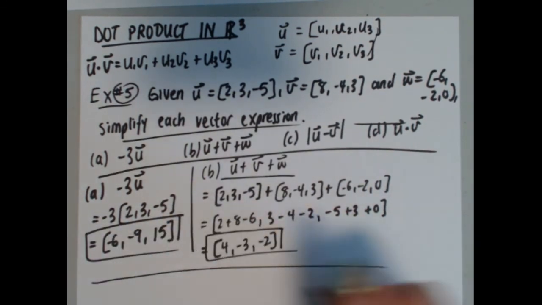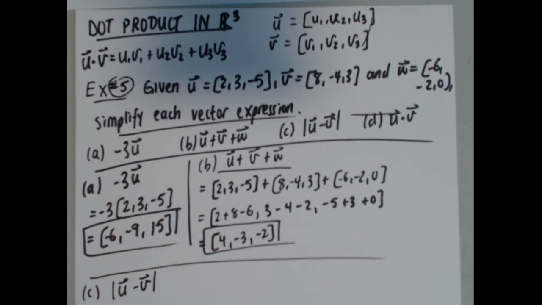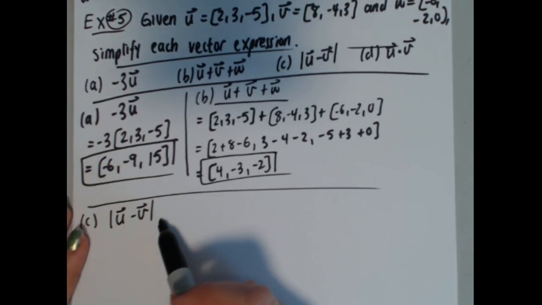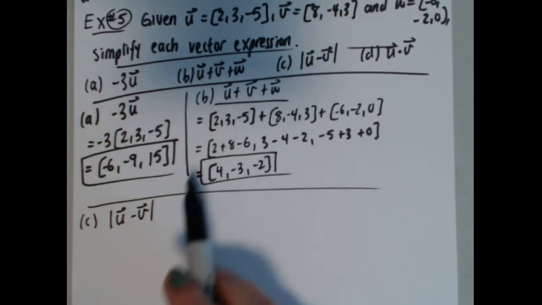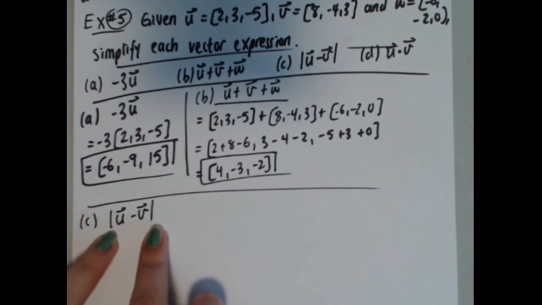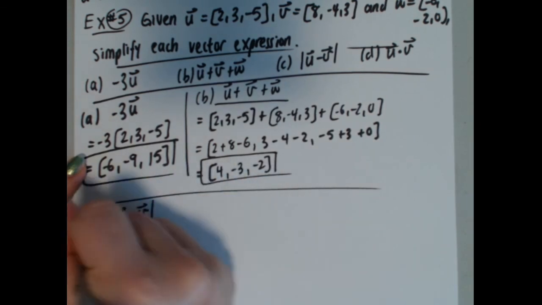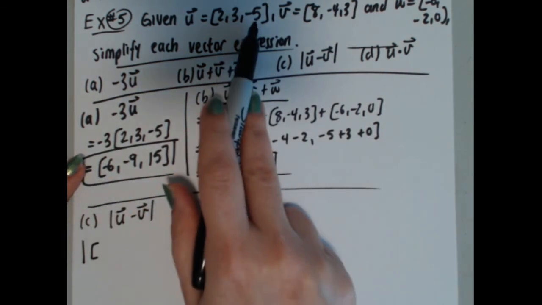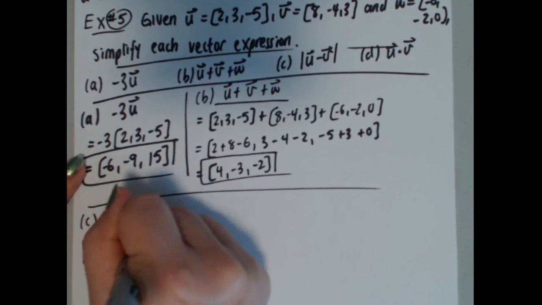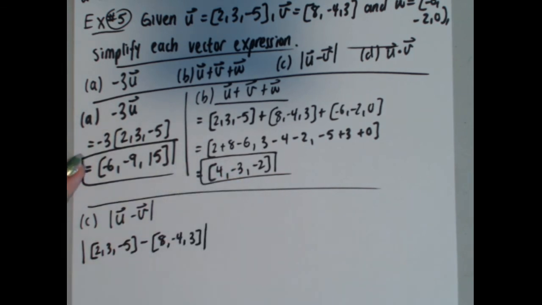Okay. C, the magnitude of u minus v. So u minus v, that's going to be a vector. Just like we have a vector when we add vectors, when you subtract vectors, you still have a vector. The fact that we're looking for the absolute value means that our final result will be a number. So this is going to be the magnitude of u, so u's up here, 2, 3, negative 5, minus v, 8, negative 4, 3.